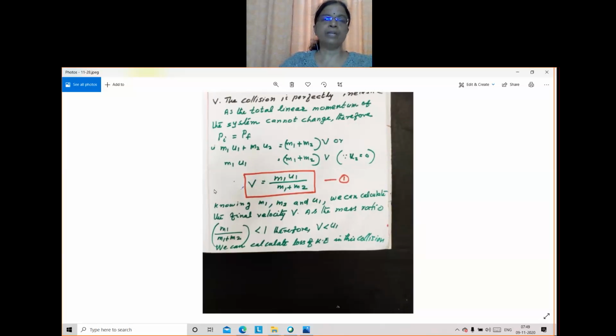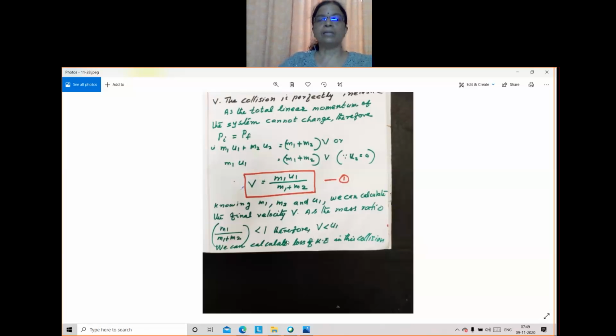Here v means the common velocity. So the velocity is decreased after collision. That means kinetic energy is lost, so it is an inelastic collision. After collision, they move with a lesser velocity than the initial velocity of body A. So what happened? Kinetic energy is lost, and that is an inelastic collision.